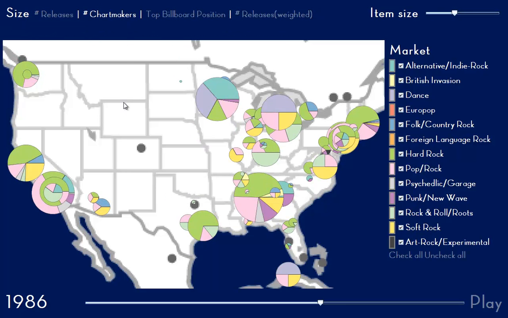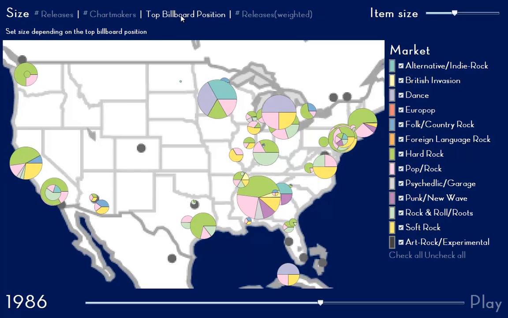Now the number of chart makers here is the number of albums that are released that made it into a Billboard chart. So these are more popular albums, we could presume. Now the top Billboard position is not only the albums that were released in a particular year that made it into a Billboard chart, but this is weighted by the position that they attained in the Billboard. For example, if they were at the top of a Billboard, they would weigh more, obviously.